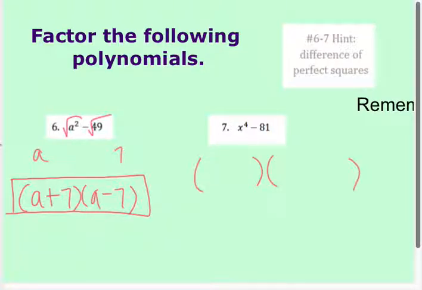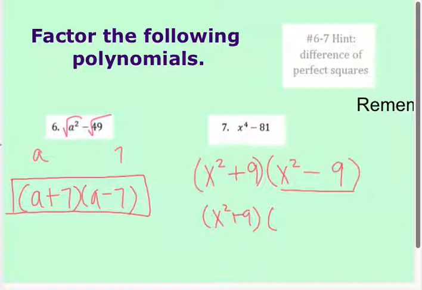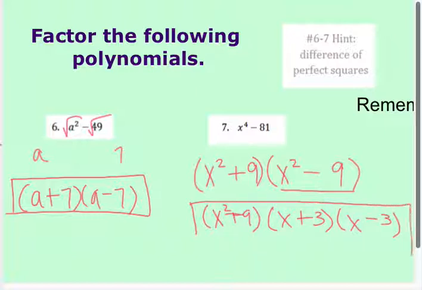Okay. 7. I say, what's the square root of x to the 4th? Well, that's going to give me x squared. And then what's the square root of 81? That's 9. And then remember, I always have a plus and a minus. But you need to be careful in this case because x squared minus 9 is also another difference of perfect squares. So I'm still going to have x squared plus 9 out in front, but then I have to factor this down even further. The square root of x squared is x. The square root of 9 is 3. Then I always have a plus and a minus. Now it is factored all the way.